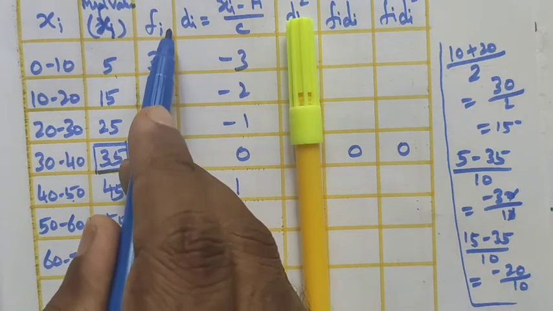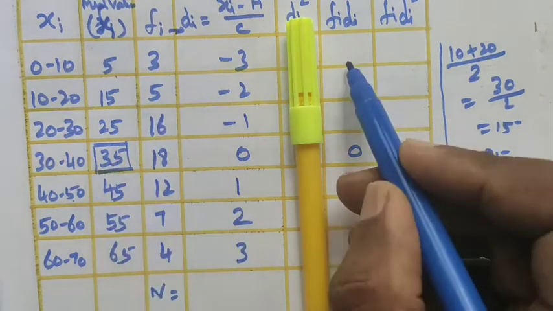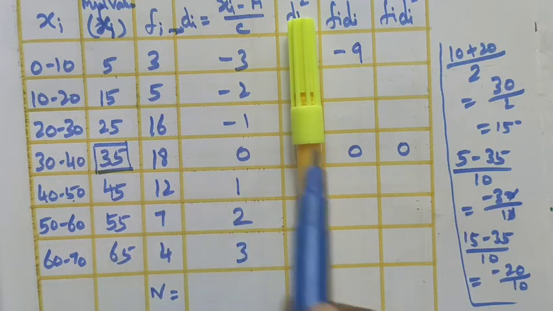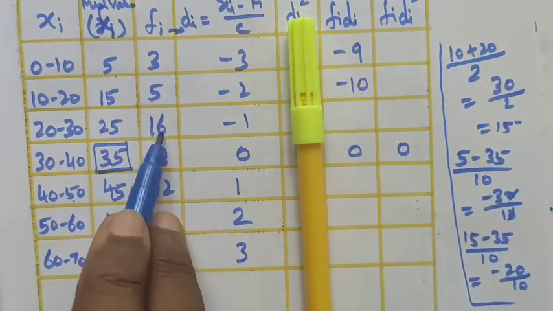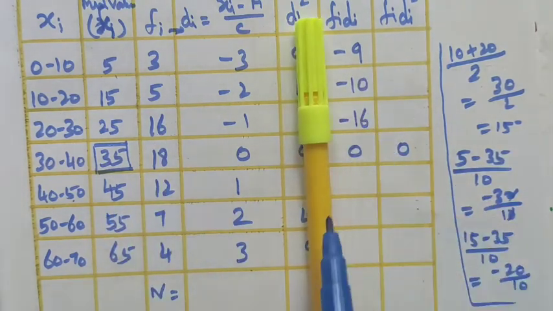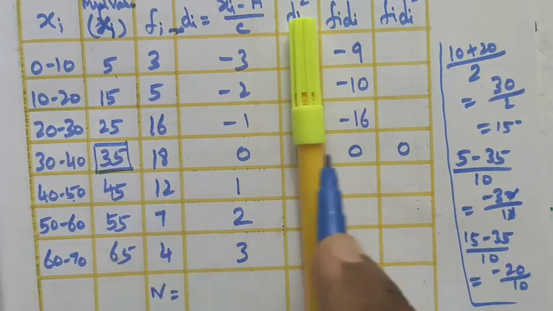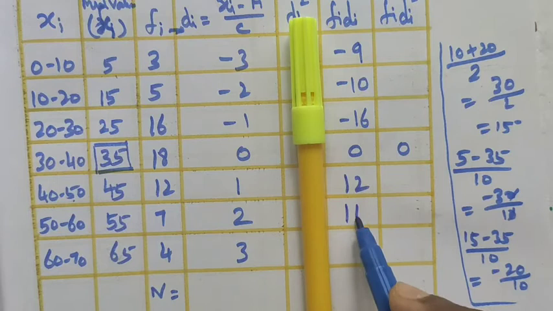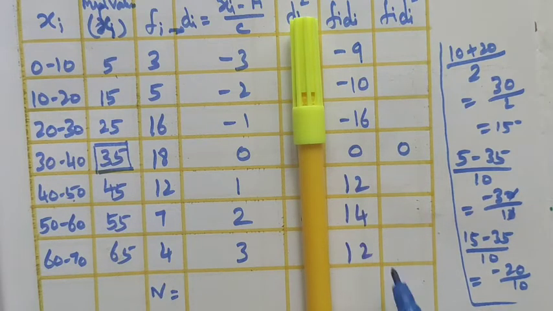Now multiply these two terms, fi and di. We get minus 9, 5 2s are minus 10, 16 into 1 is minus 16, and then 18 into 0 is 0, 12 into 1 is 12, 7 into 2 is 14, 4 3s are 12.